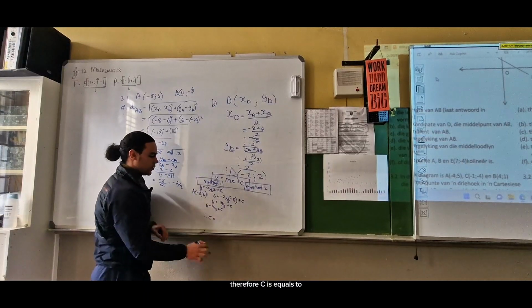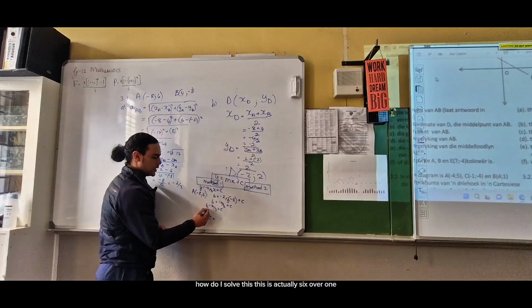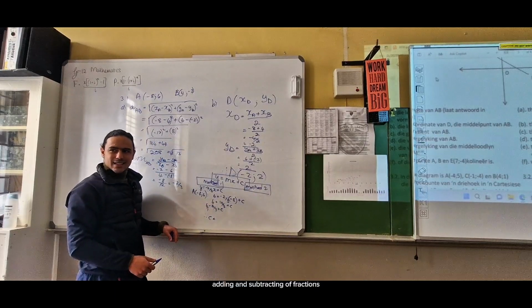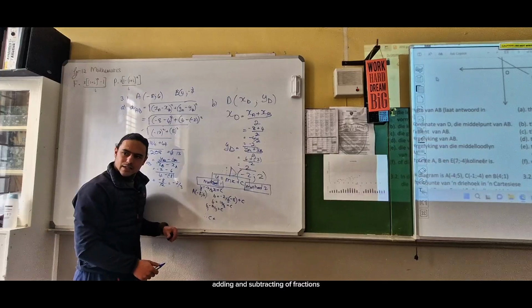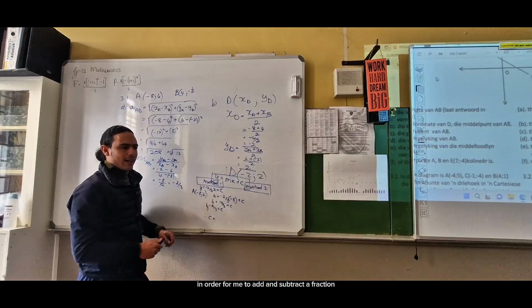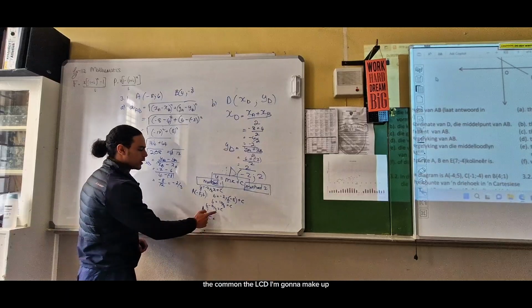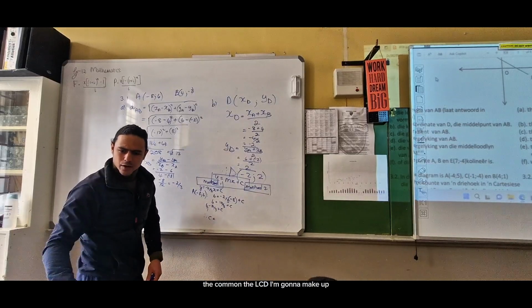Therefore, c is equal to, how do I solve this? This is actually 6 over 1. Now I go back to grade 8 and grade 9, adding and subtracting of fractions. In order for me to add and subtract a fraction, I need to make sure that the denominators are the same. The LCD.